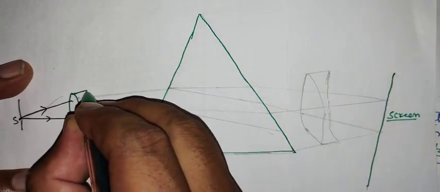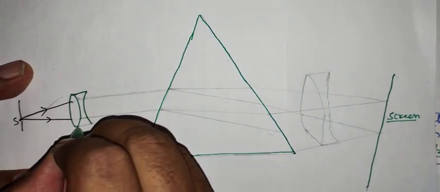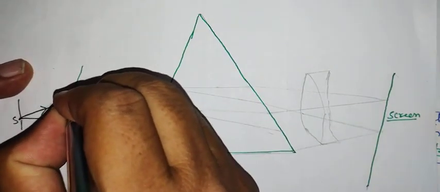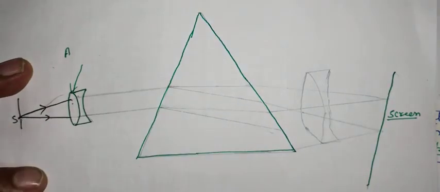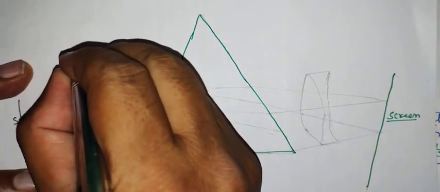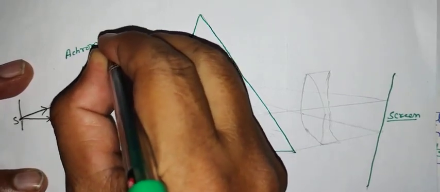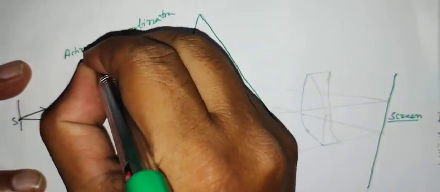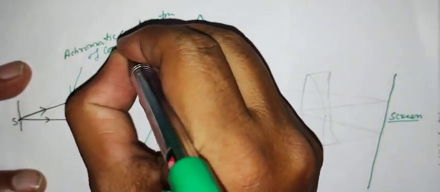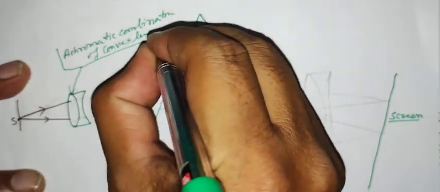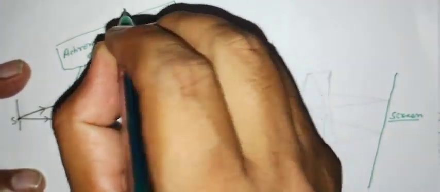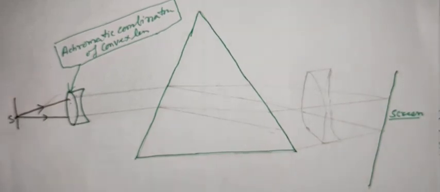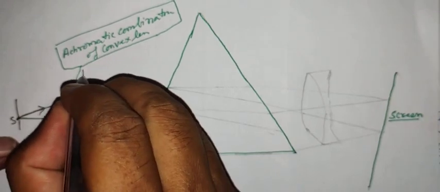In an achromatic combination, we know that there are two lenses, a combination of a convex lens and a concave lens, in such a way that its resultant is a convex. So it is known as an achromatic combination of convex lens. So achromatic lenses are a combination of two lenses, one convex and one concave, but the resultant is a convex. Let this be the L1 lens.